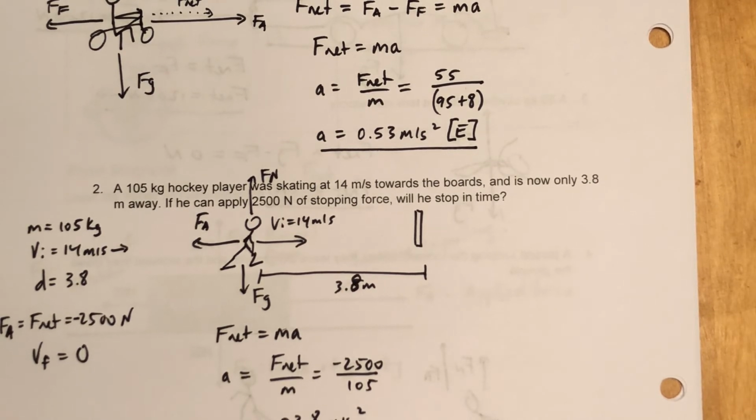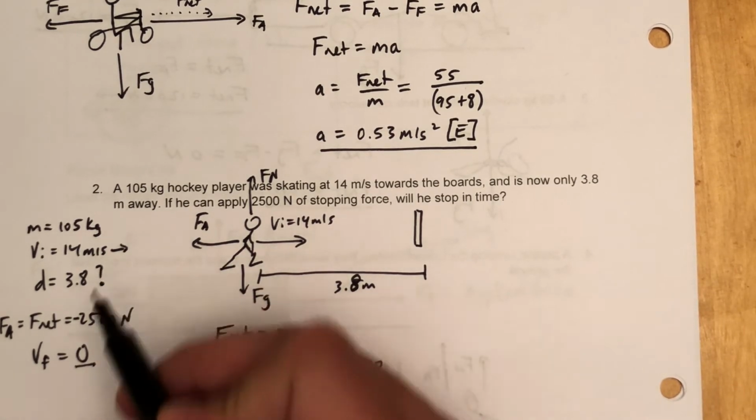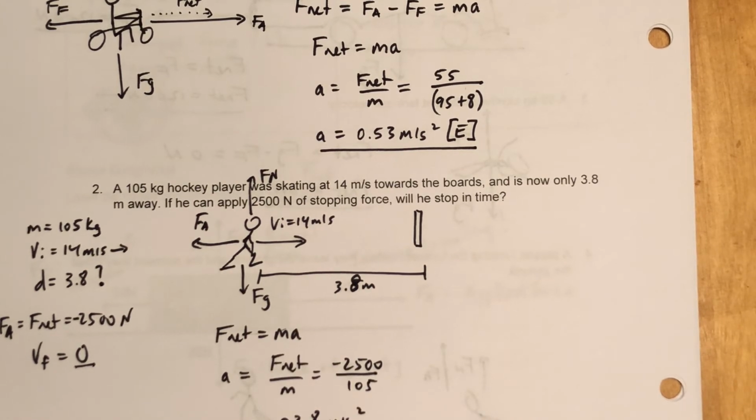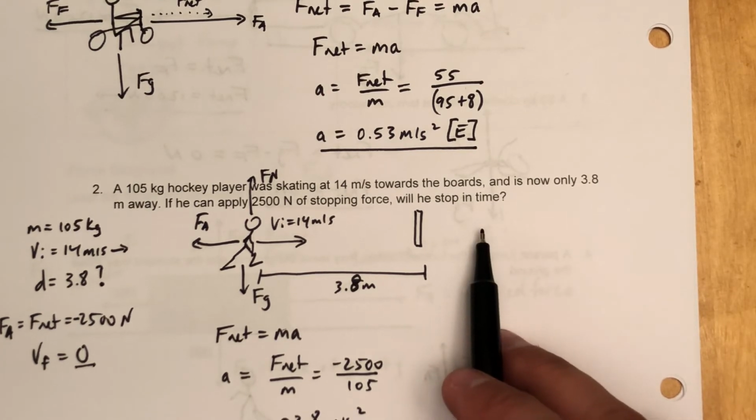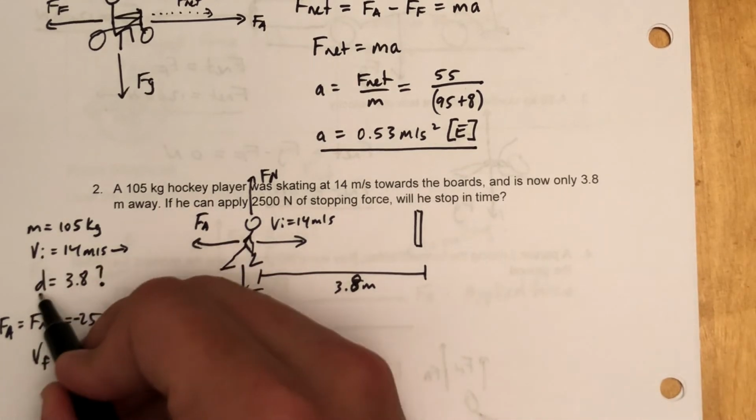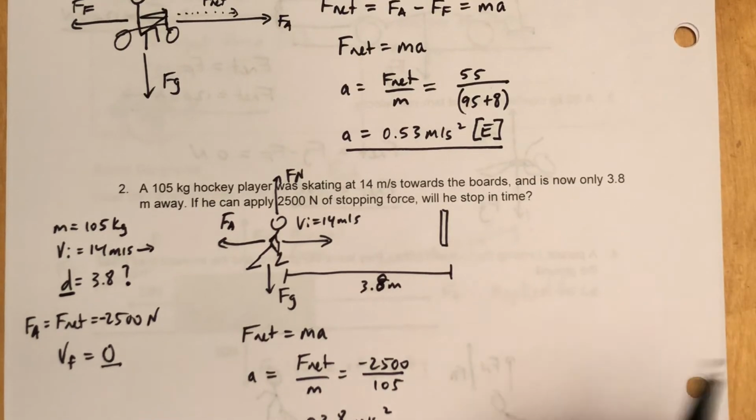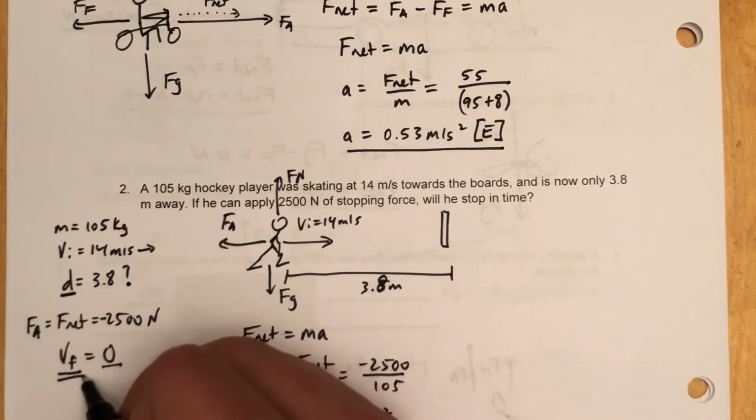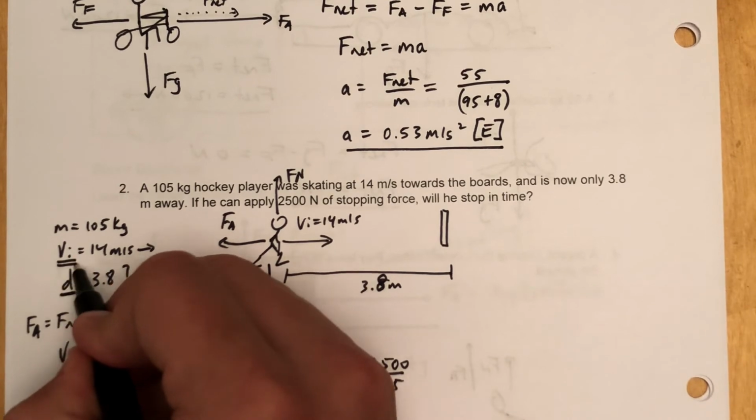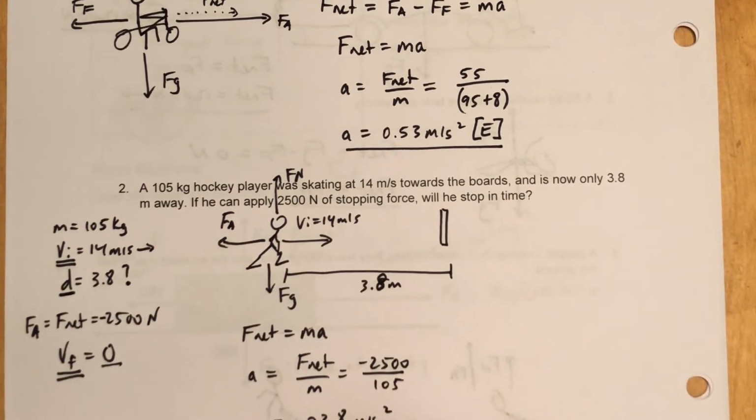So let's take a look and say, okay, we want him to stop and have a final velocity of 0. So is he going to actually be able to do that in 3.8 meters? We should put a question mark there for now because we really don't know. Will he stop in time? Do we really need time in this question? No, we do not. What we're actually looking for is what is the actual displacement if we choose these following values. We're going to be choosing our final velocity, our initial velocity, and our acceleration.